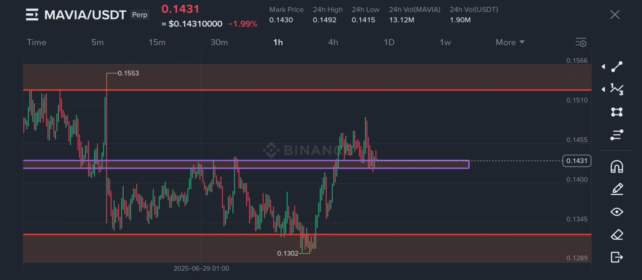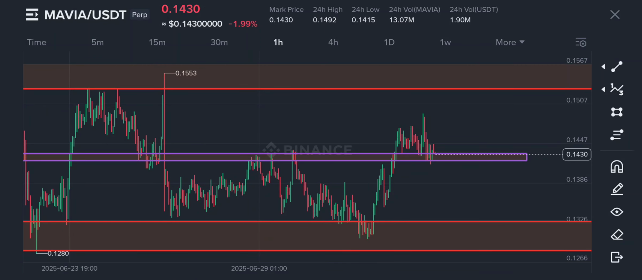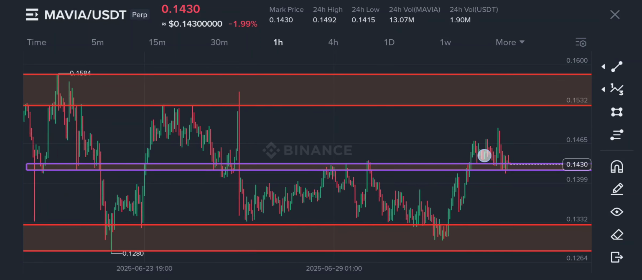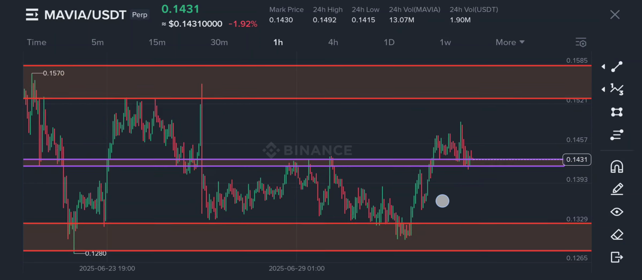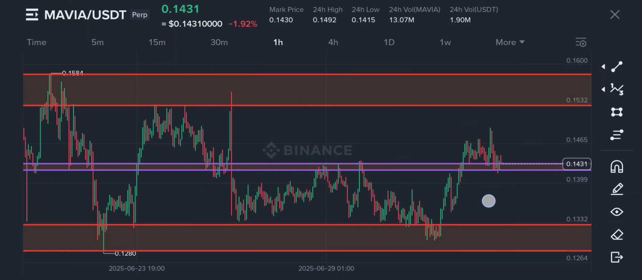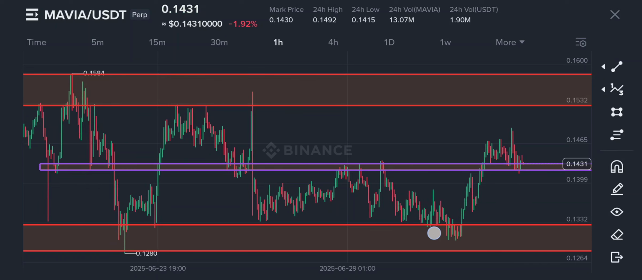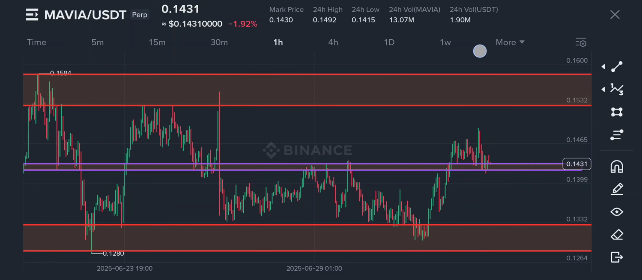This is our analysis on Mavia. I also dropped a call on this Mavia when the price was somewhere here. When price was somewhere here, I dropped a call in the group on Mavia.